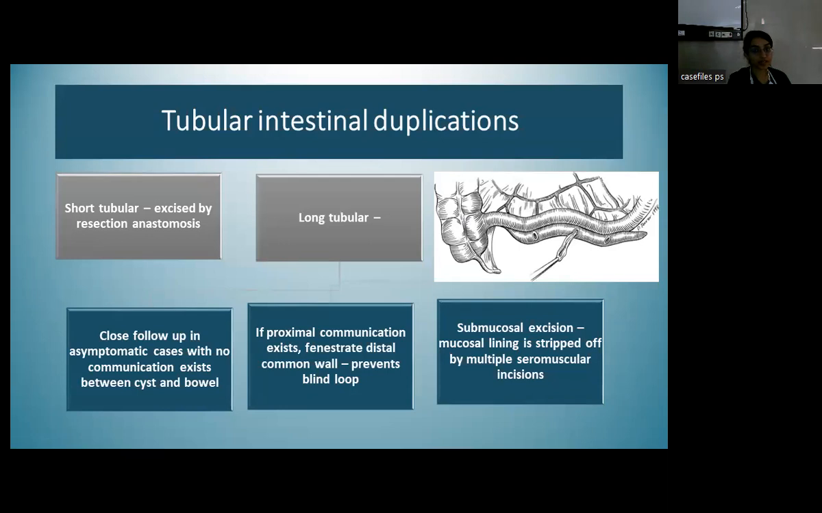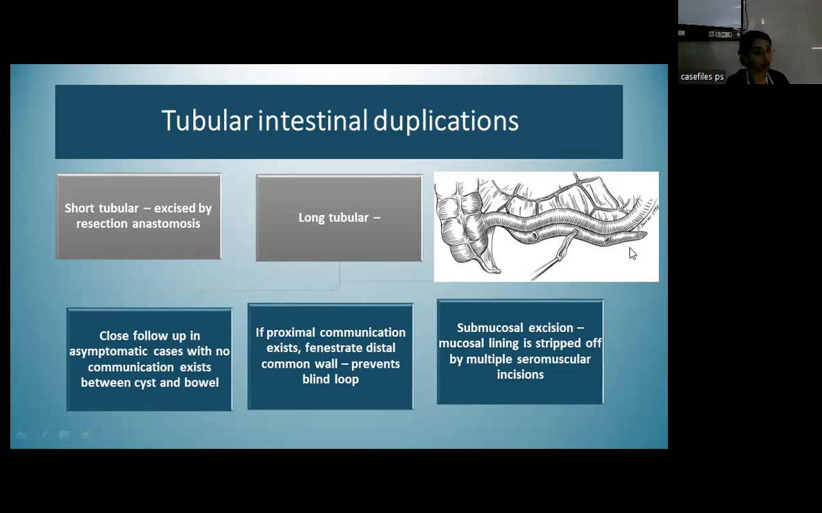Coming to the tubular intestinal duplications, short tubular ones can again be excised by resection and anastomosis. However, the problem comes with long tubular intestinal duplications. Few people allow for a close follow-up in asymptomatic cases in which there is no communication between the cyst and the bowel. However, if a proximal communication is present, then it will become a blind ending loop because the intestinal contents will go into the duplication. So it is said that we can also penetrate the distal common wall so that it will prevent the formation of a blind loop and it will form an alternate channel.